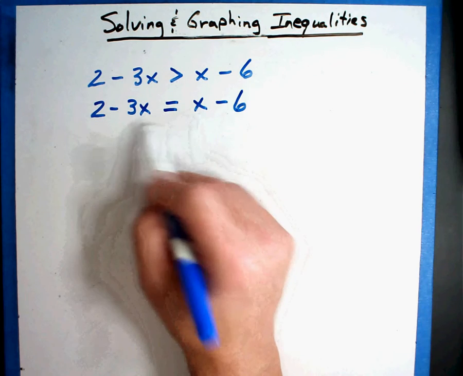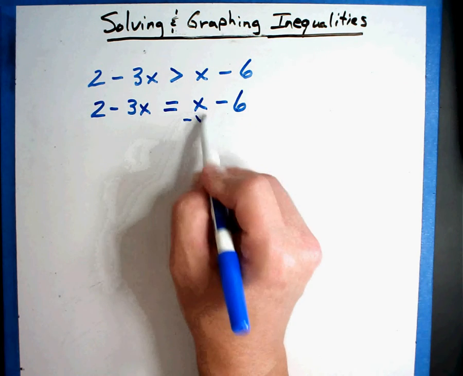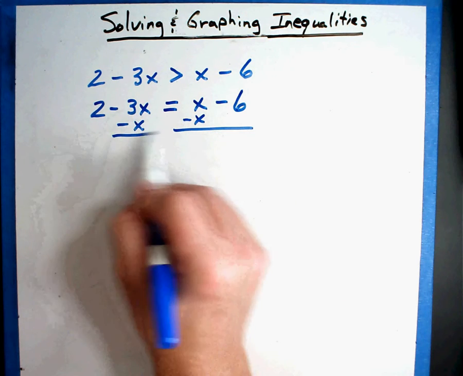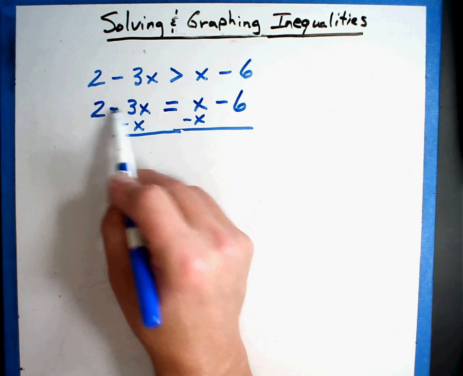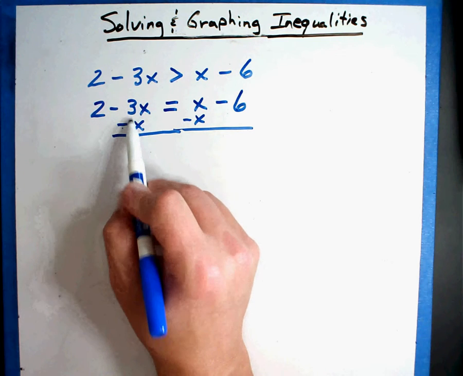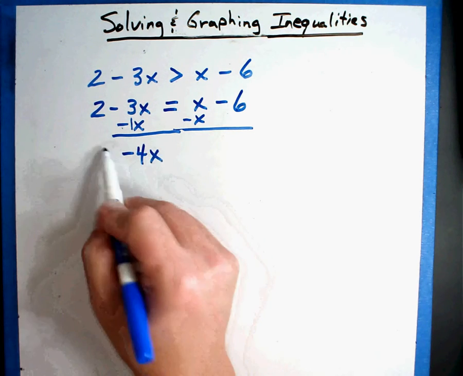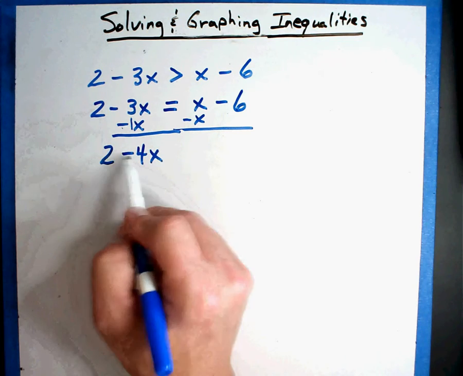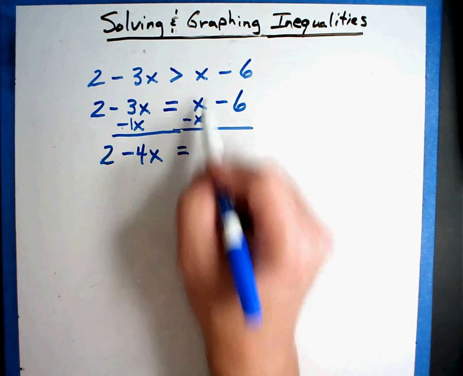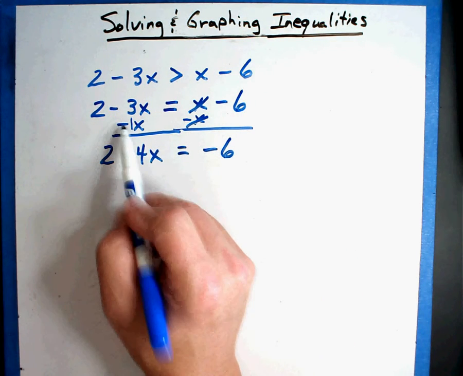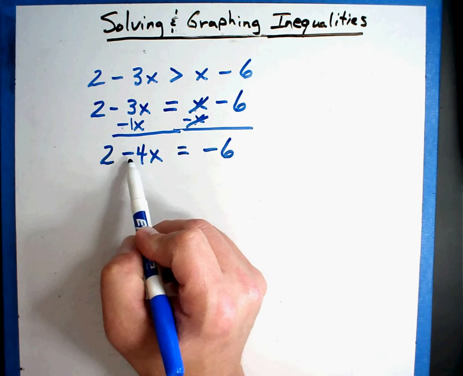Letters go on the left, so that means this is a plus. To move it, I have to subtract x, and whatever I do on one side, I have to do on the other. Now notice it's minus 3x minus 1 more x, and that's minus 4x. Now I still have a 2 there. Minus 4x equals, that's gone, minus 6. So a negative and a negative is a negative on the number line.